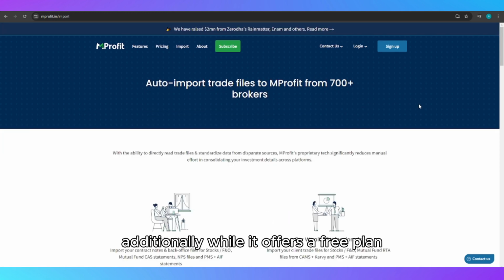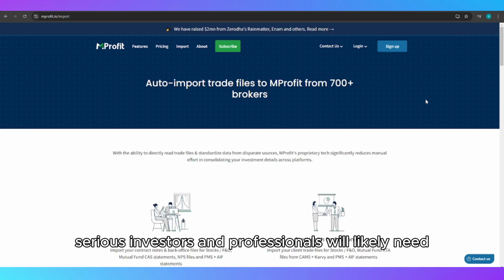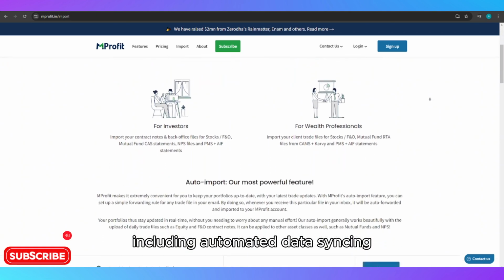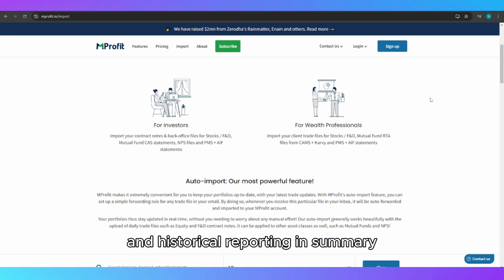Additionally, while it offers a free plan, serious investors and professionals will likely need the premium version to access full features, including automated data syncing and historical reporting.